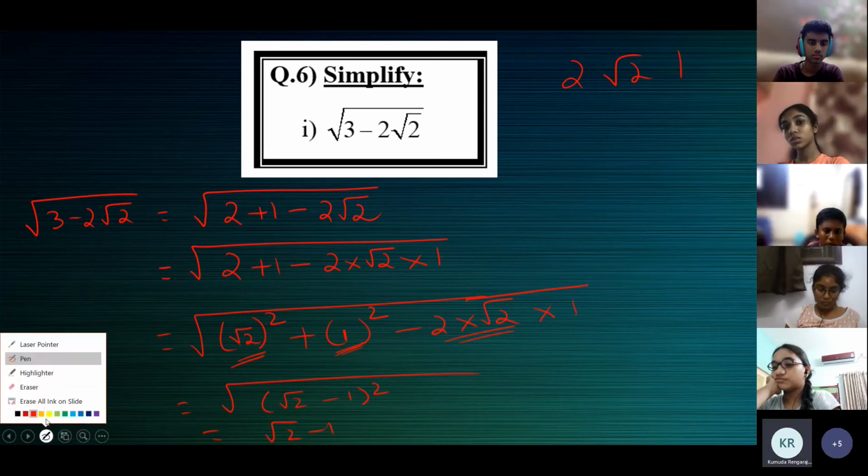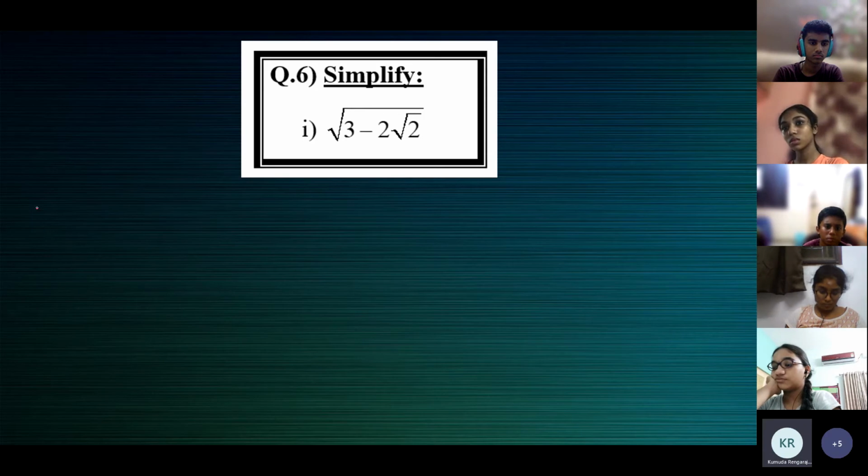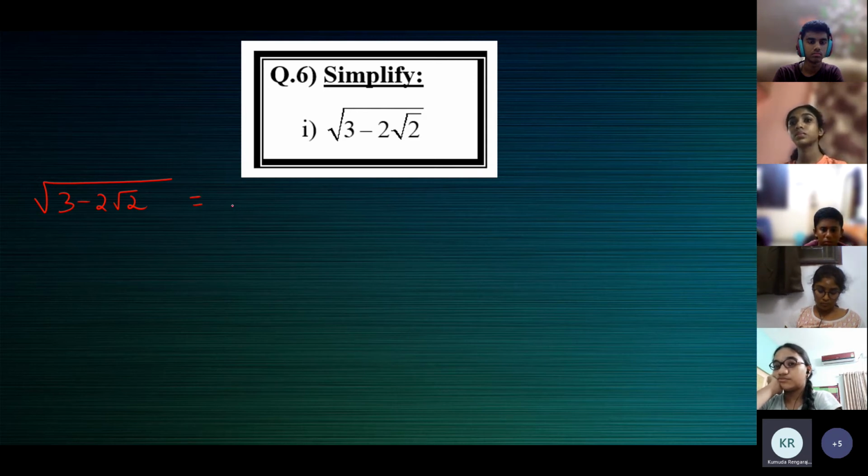We'll do it again. Slowly we'll do it again. The given expression is square root of 3 minus 2 root 2. There is an expression under the square root. So you want to make the expression a perfect square so that you can get rid of the square root. So you start like this. When we start, we don't know what to do, no? So we write 3 as it is. How do we know that I should write 3 as 2 plus 1?